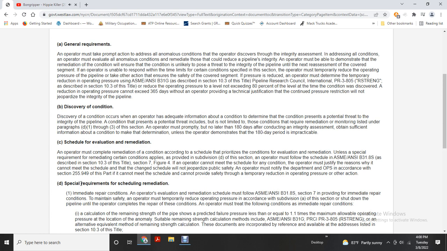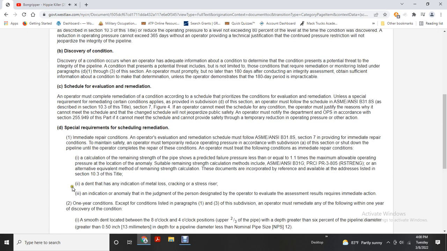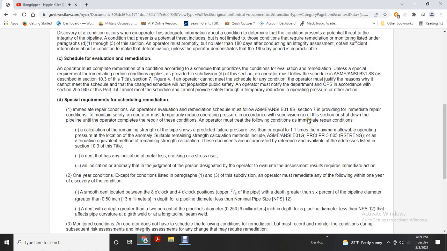C. Schedule for evaluation and remediation. The operator must complete remediation of the condition according to a schedule prior to the type of condition, evaluating remediation and the special requirements of the remediation. Certain conditions apply as provided in subdivisions C and D of this section. The operator must follow the schedule in ASME B31.8S, as described in section 10.3 of this title, section 7, figure 4. If the operator cannot meet the schedule for the condition, it must justify why it cannot meet the schedule and that the changed schedule will not jeopardize public safety. The operator must notify the Department of OPS according to section 255-949 of this part, and the schedule must provide safety with a temporary reduction in operating pressure or other action.